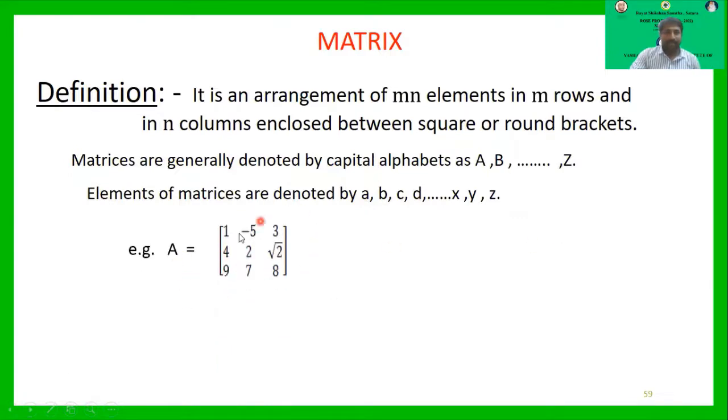So this is an example of a matrix. There are 9 elements arranged in 3 rows and 3 columns. So this is matrix A of order 3 by 3.